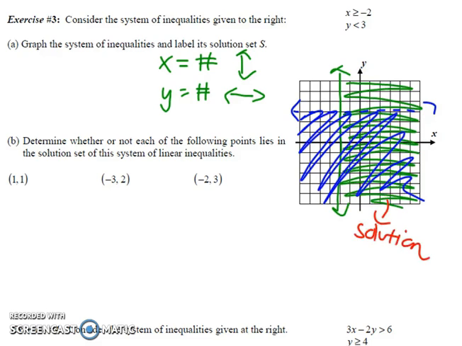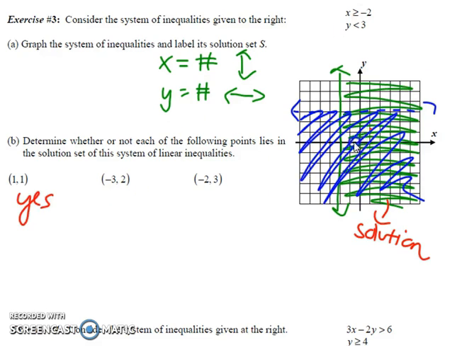Okay. Now remember, if this is dashed, that means I can't pick any point on this line to be a solution, but I can pick any point on this line. So it says right here, determine whether or not the points lie in the solution set. So 1, 1 would be 1, 1 right there. So yes, that point does lie in my solution set.